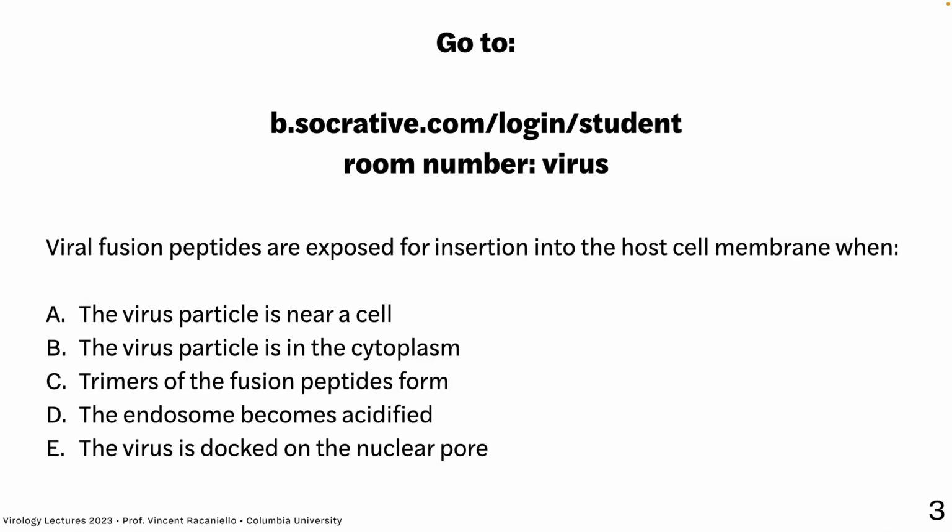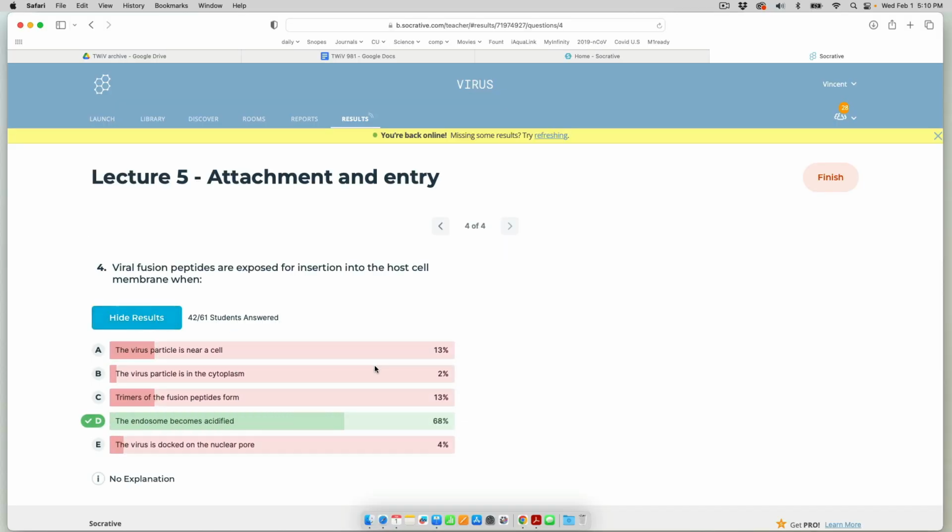Fourth question, viral fusion peptides are exposed for insertion into the host cell membrane when A, the virus particle is near a cell, B, the virus particle is in the cytoplasm, C, trimers of the fusion peptides form, D, the endosome becomes acidified, or E, the virus is docked on the nuclear pore. So fusion peptides are exposed when the endosome becomes acidified. But many of you picked other answers.